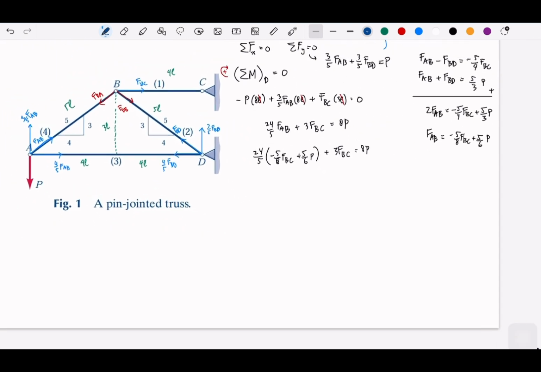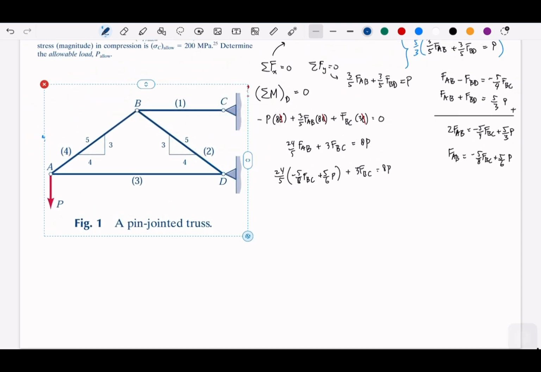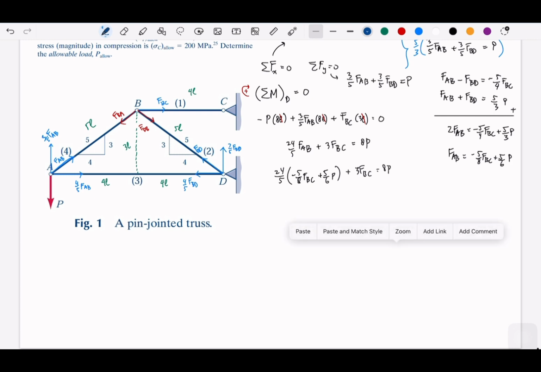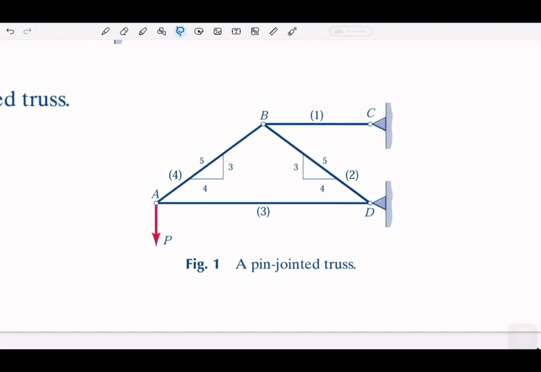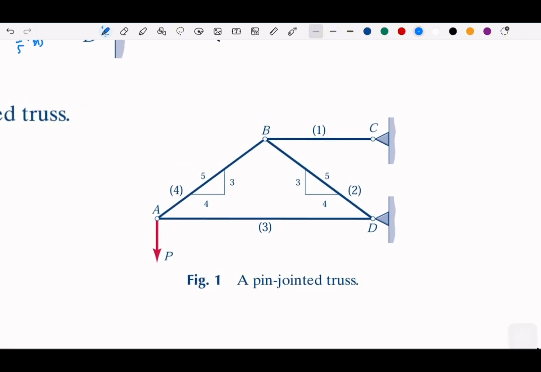So if we write the whole calculation here, this should be 8 over 3P and it's in tension. This should be 5 over 3P in tension, 5 over 3P in compression, and 5 over 3P in compression. Compression and tension depend on the directions. Okay.